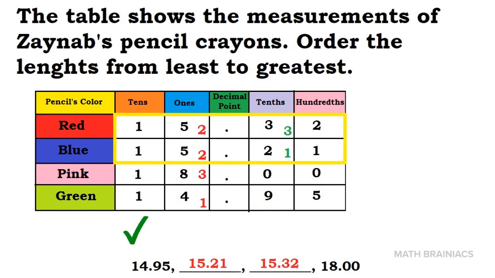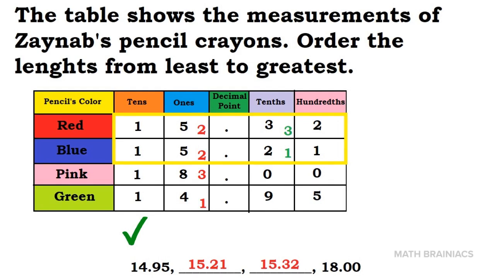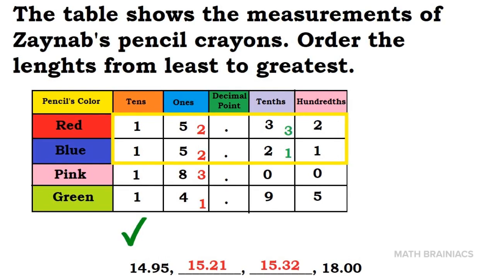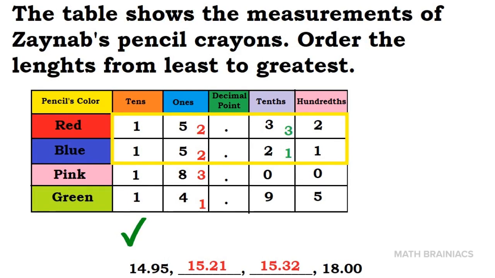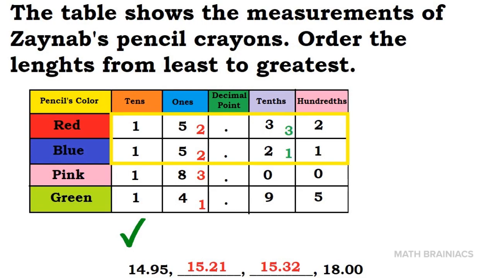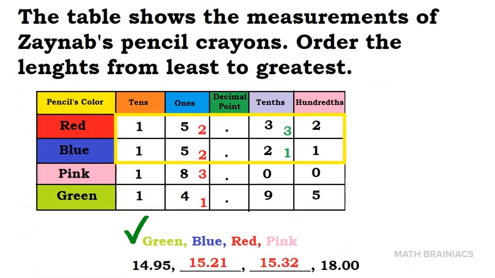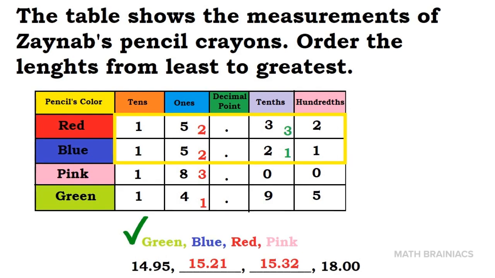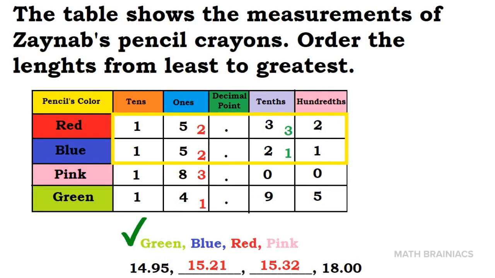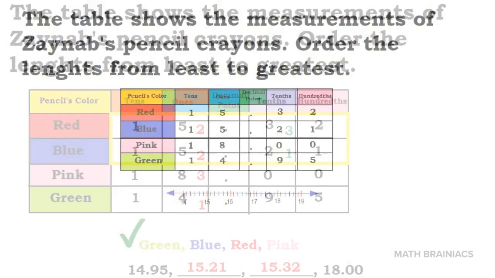At last, we have answered the question in ordering the lengths from least to greatest. So that is from smallest to biggest. And the answer is 14.95, 15.21, 15.32, and 18. If the question is to order the pencil crayons according to the lengths from least to greatest, our answer will be green, blue, red, and pink.